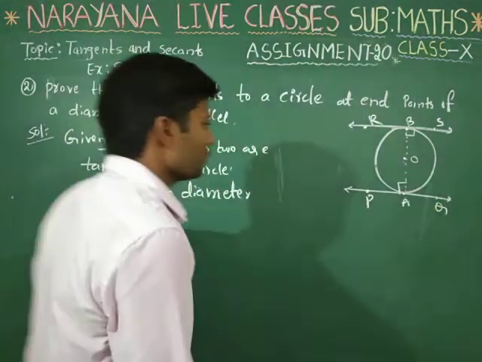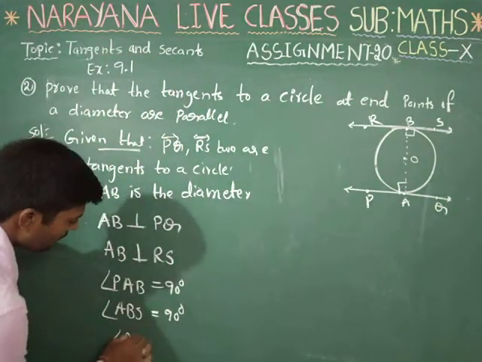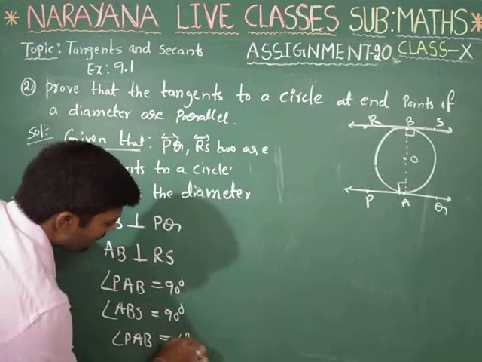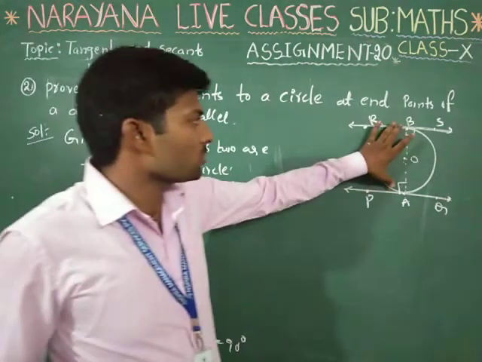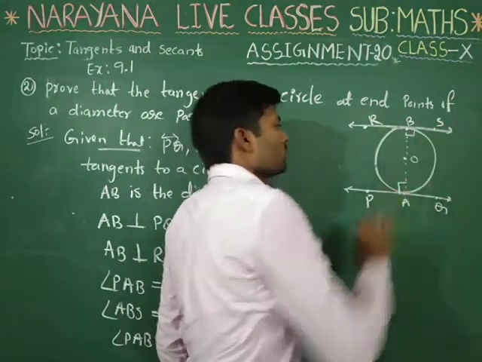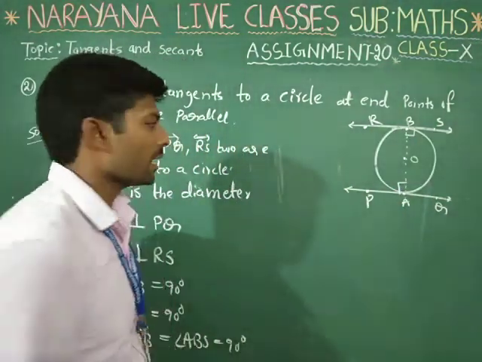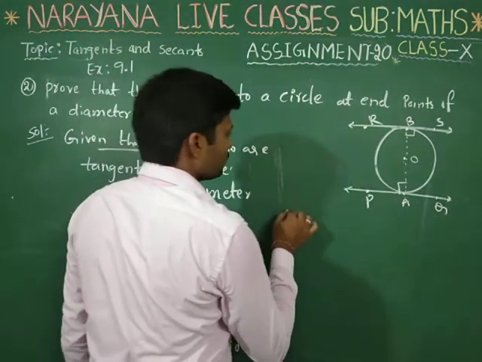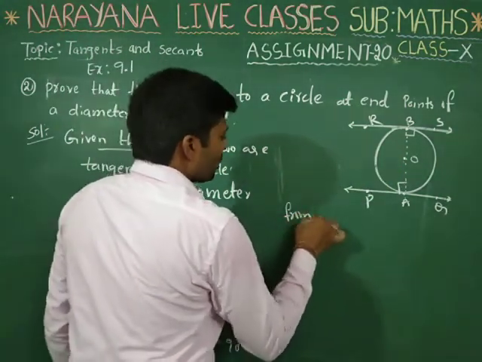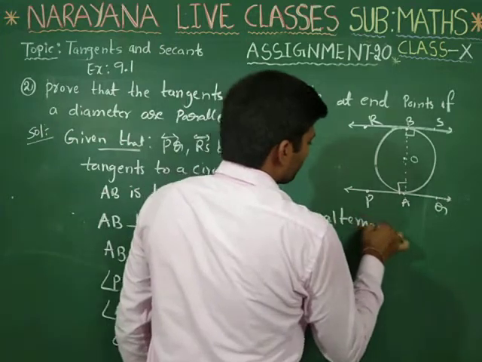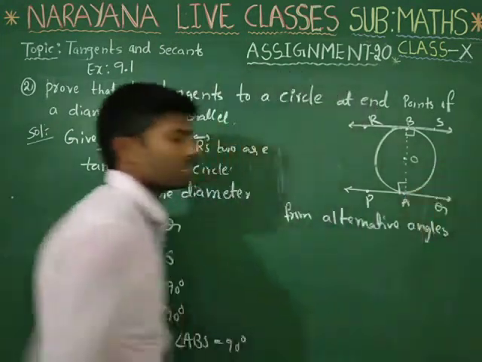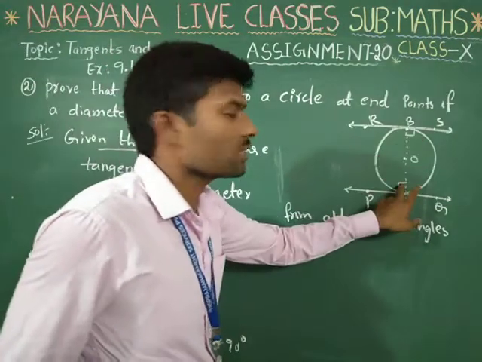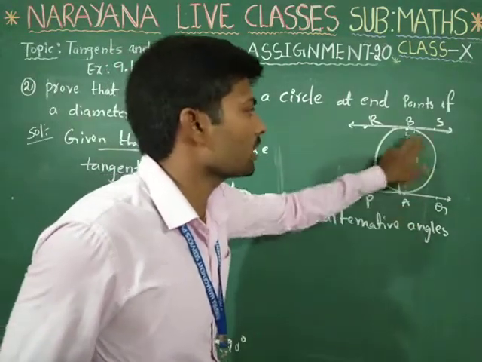From this, angle PAB is equal to angle ABS, which is equal to 90 degrees. These two are alternate angles, and two alternate angles are equal. Two alternate angles are equal means what?